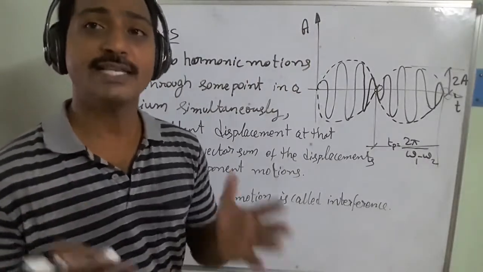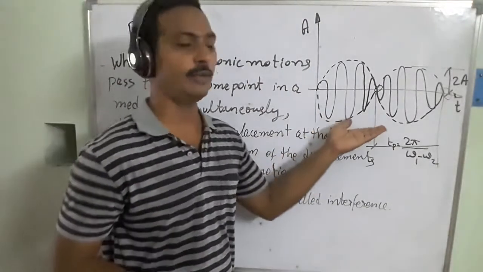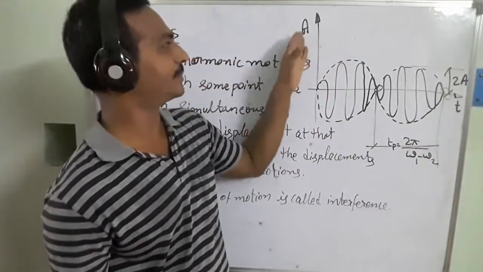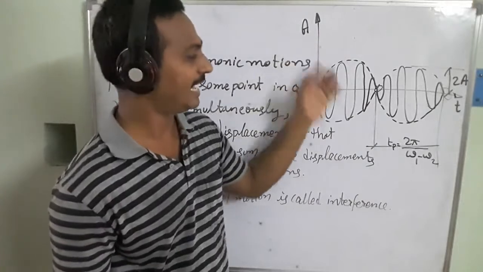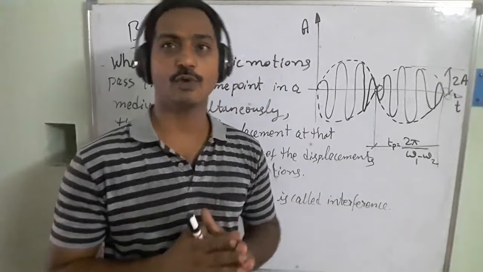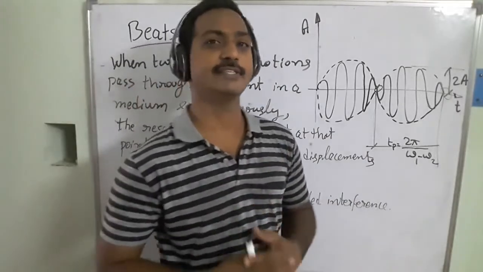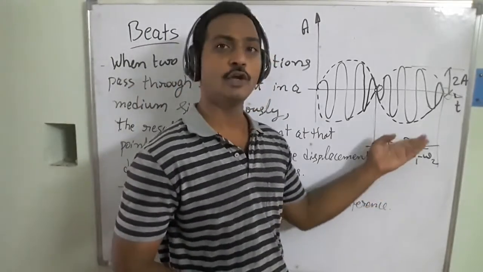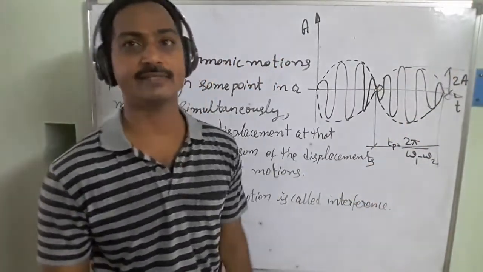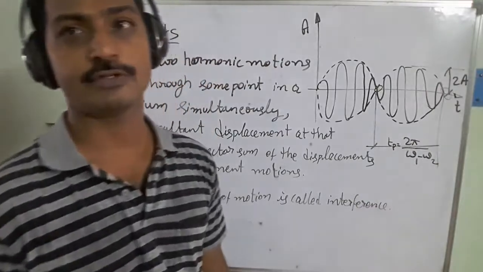So what are beats and how are we going to evaluate them here? The x-axis is the time and the y-axis represents the amplitude of the vibrations, and we know the time period is 2 pi by omega. But in this case two different frequencies exist, so we write 2 pi by omega n1 minus omega n2, and the height is considered as 2 times the amplitude of the vibrations.